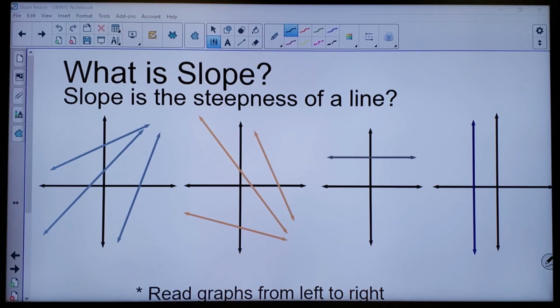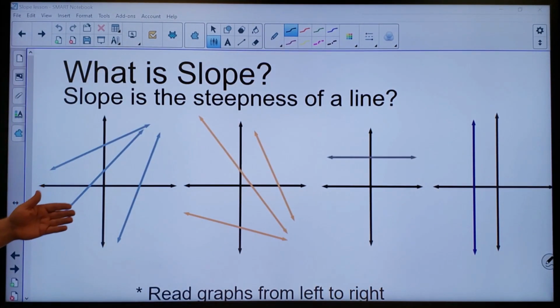So today we're going to introduce the topic of slope, and we're going to basically be asking what is slope and how can we find the slope of a line by looking at a graph. And really the first thing we should talk about is that slope is talking about the steepness of a line. And we read graphs from left to right, just like you would read words on a page.